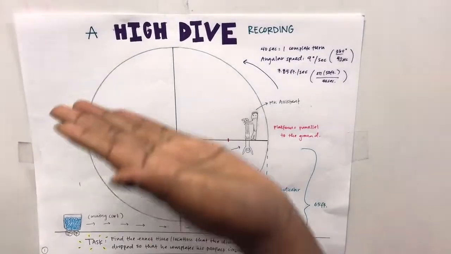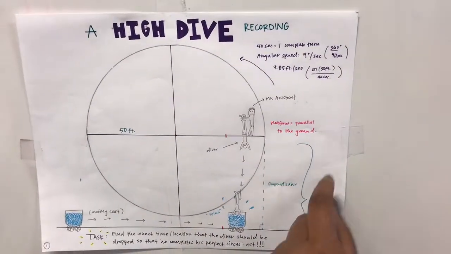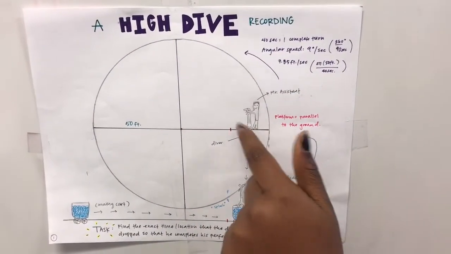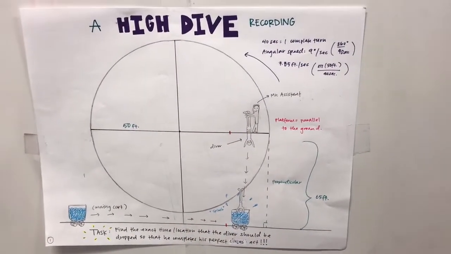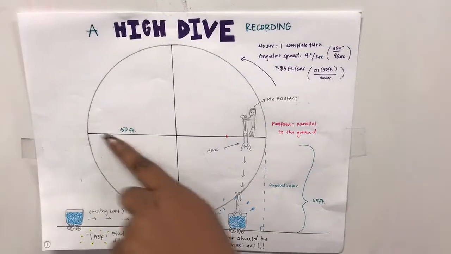In this unit problem, we are given the scenario of a circus act in which someone dives off a high platform from a Ferris wheel into a small tub of water. Some information given to us is that the platform sticks out perpendicular to the plane. The platform stays parallel to the ground.